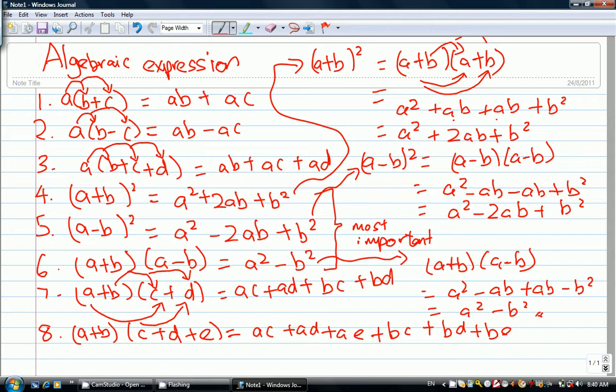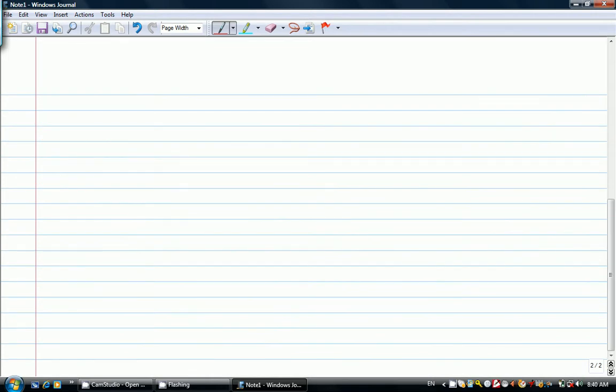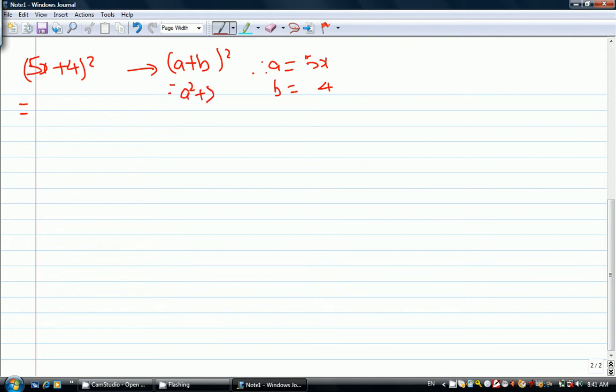Alright, let me just give you an example of how to do it. Let's say if you have 5x plus 4 squared and you're asked to expand it. Let this be a and this be b. This resembles a plus b squared, isn't it? So a equals 5x and b equals 4. Using the formula, if you expand it, you get a squared plus 2ab plus b squared. So we've got 5x bracket squared plus 2 times 5x times 4 plus 4 squared.